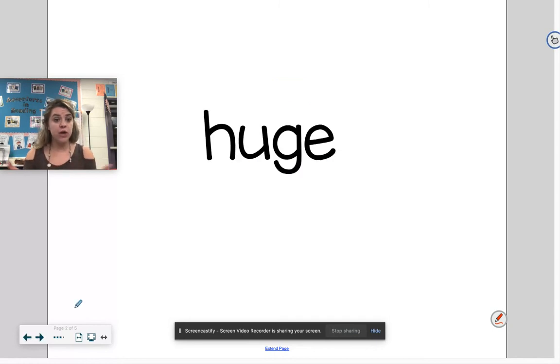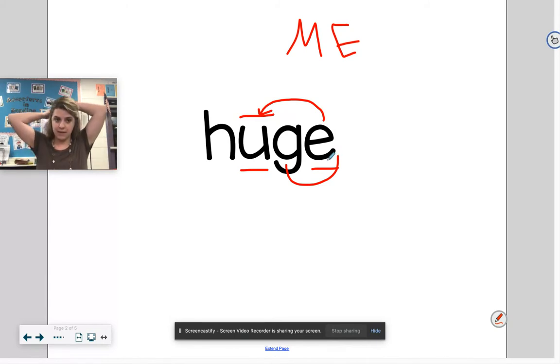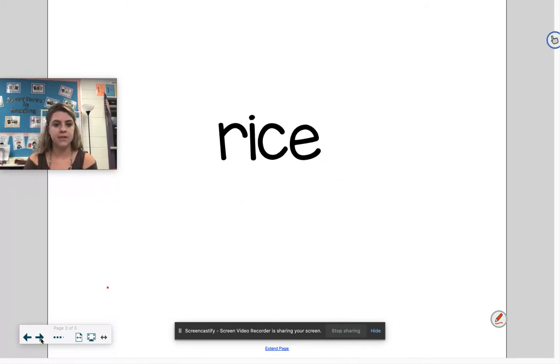All right, we're looking at this word huge. What do we notice? I see right off the bat, I have 1 vowel, a consonant, and an E, which means this is a magic E syllable. It means U is going to say its name. I also notice that G and E need to be linked together because they make 1 sound, that J sound. So we have huge. Very good.